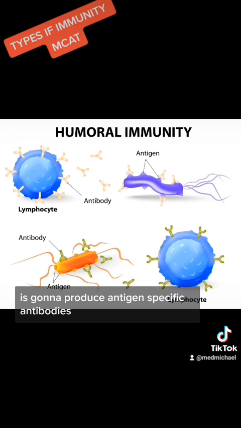Humoral immunity is going to produce antigen-specific antibodies, and it's going to eliminate extracellular pathogens. So essentially, this is going to encompass active and passive immunity.